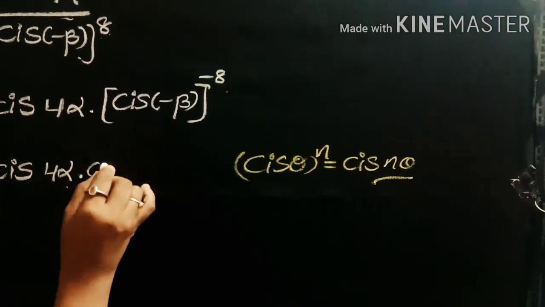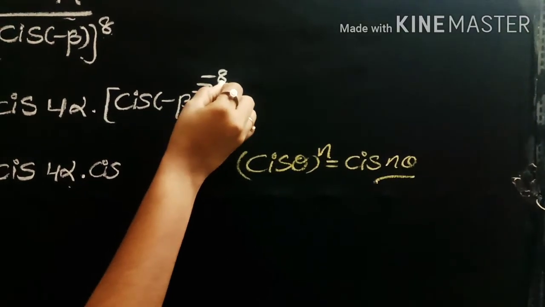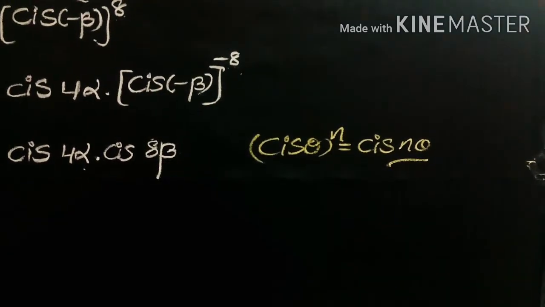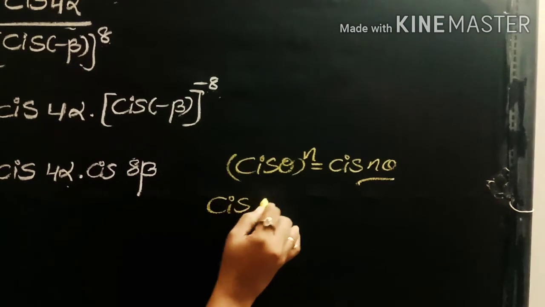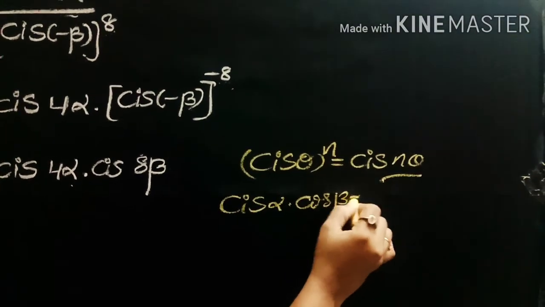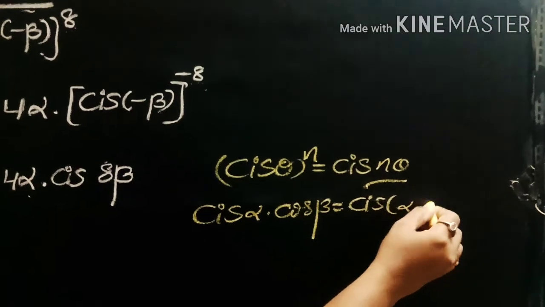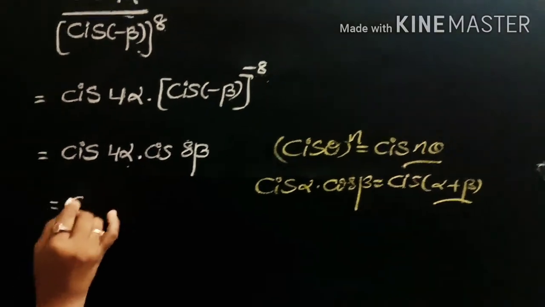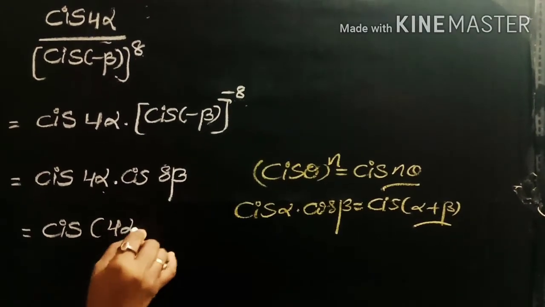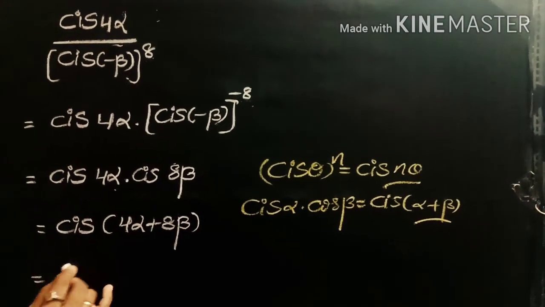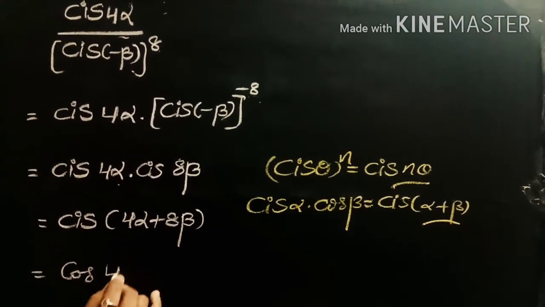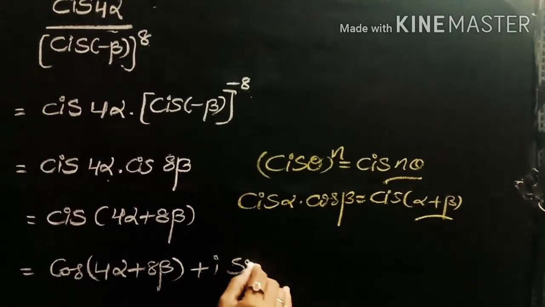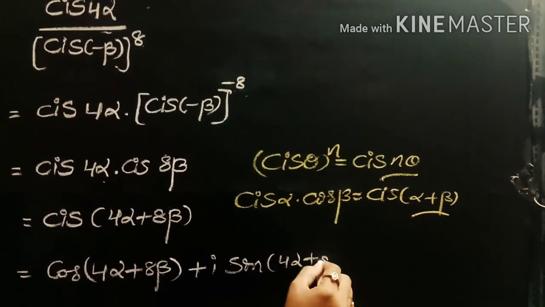Now this can be taken as cis n theta, n is equal to minus 8, theta is equal to minus beta, so that is 8 beta, minus of minus becomes plus 8 beta, and this is in the form of cis alpha into cis beta, and cis alpha into cis beta is equal to the formula cis of alpha + beta. Therefore, this is cis 4 alpha into cis 8 beta, which becomes cis of 4 alpha + 8 beta, and this can be taken as cis theta form cos theta + i sin theta, that is cos(4 alpha + 8 beta) + i sin(4 alpha + 8 beta), which is the required answer.